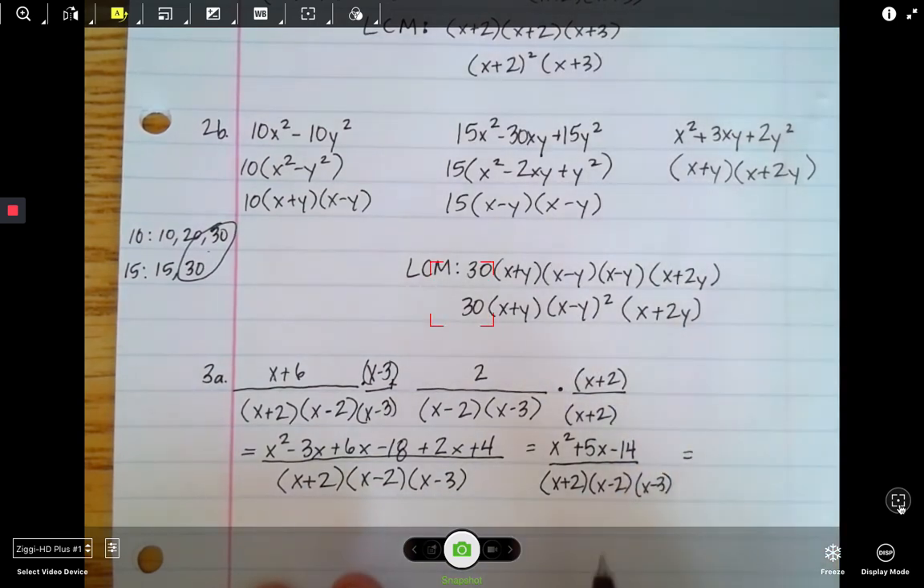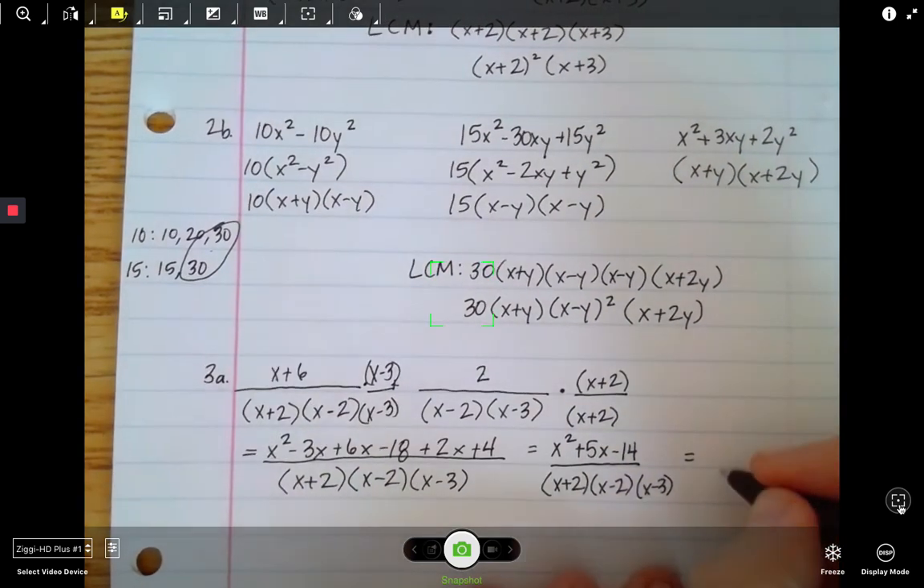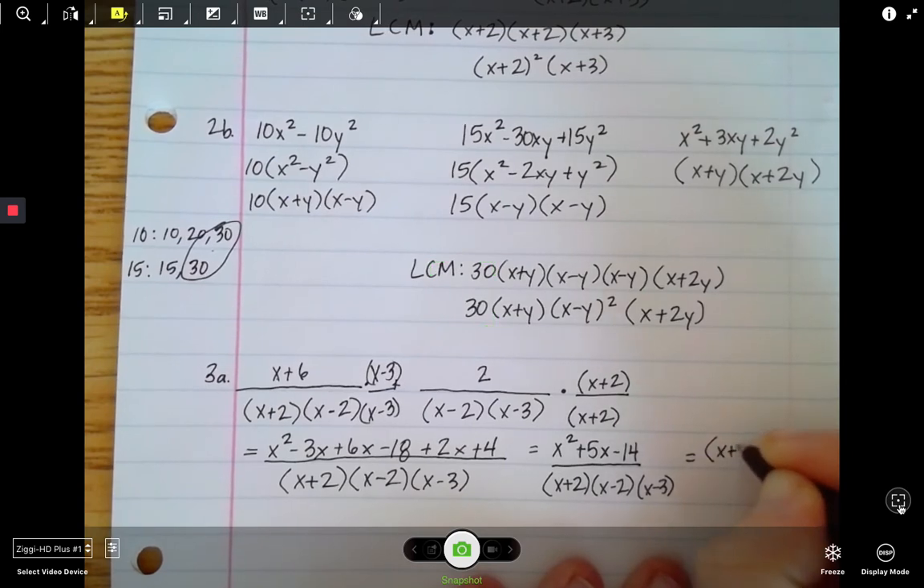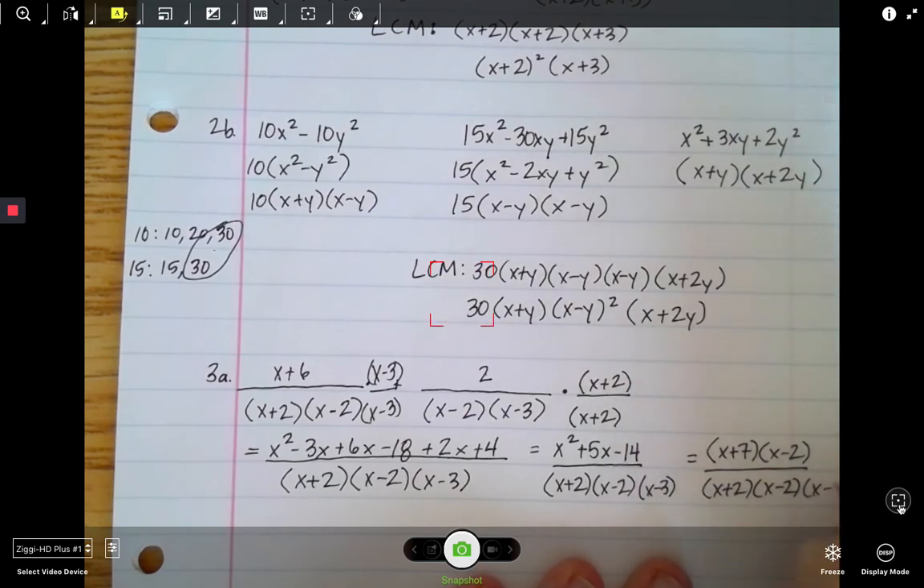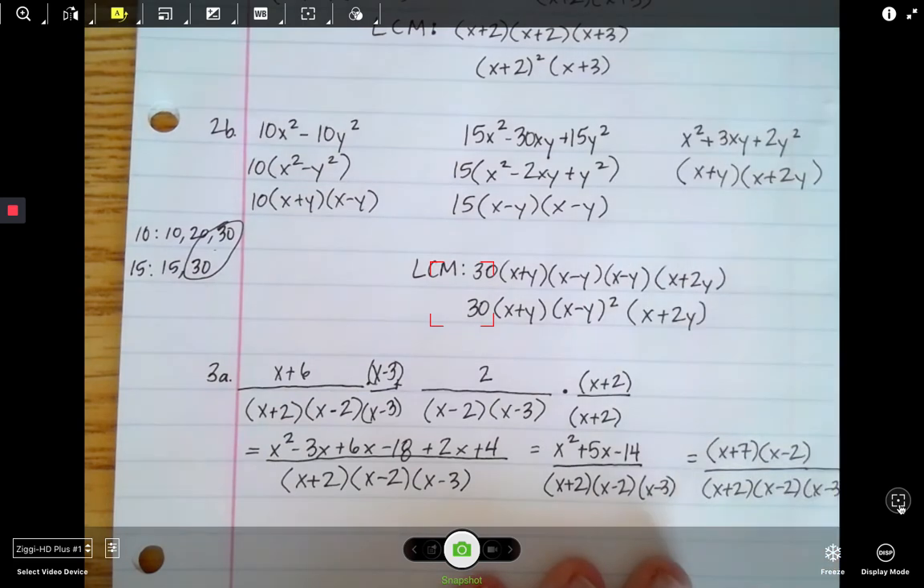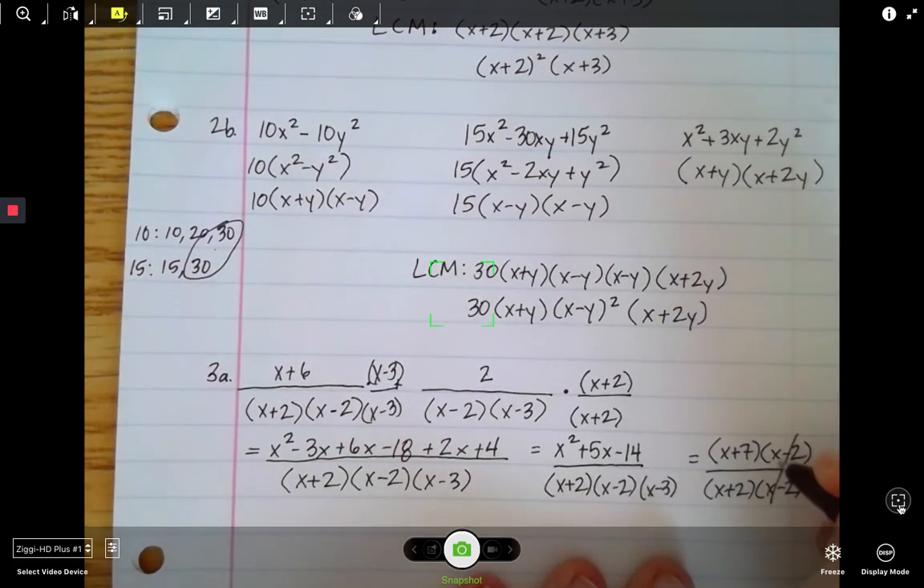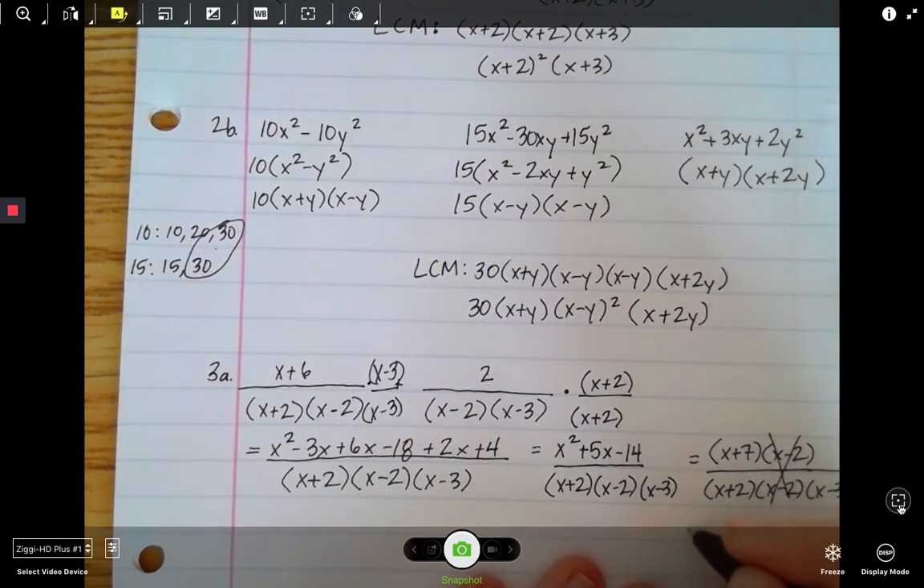Now we have to factor the numerator. Those two factors are going to be x plus 7 times x minus 2. And guess what? We've got something we can cancel out, don't we? Cancel out the x minus 2. So my final answer is x plus 7 over x plus 2 times x minus 3.